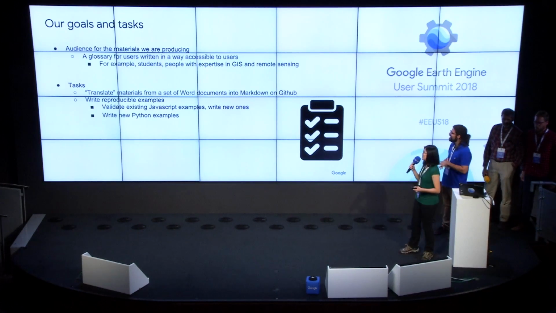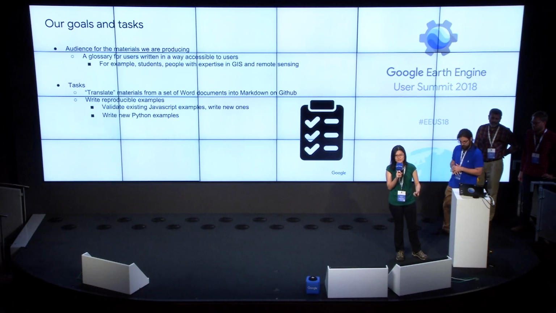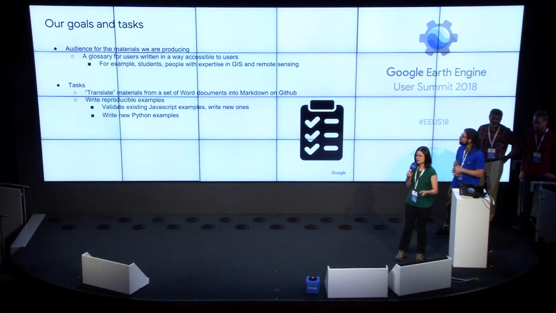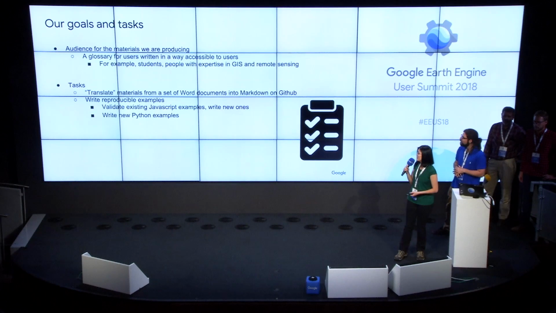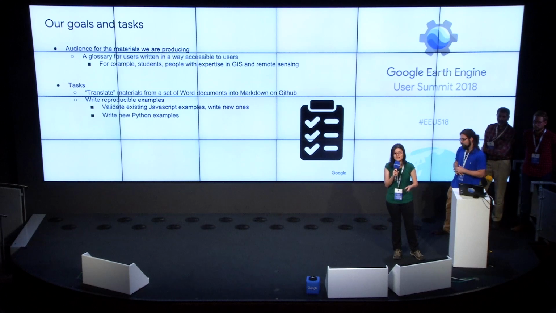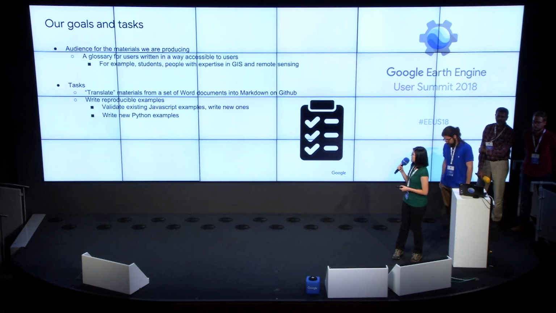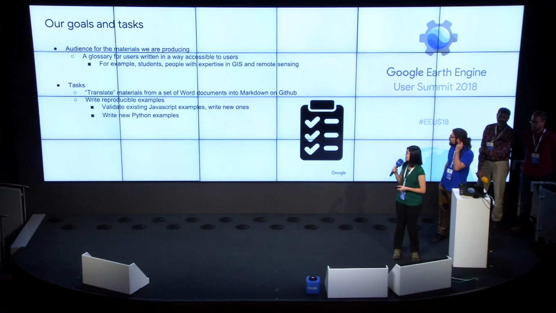So our goals were to take a set of materials that already exist, which were written for an audience that might be familiar with GIS concepts, but maybe new to programming and JavaScript and Python, and bring it from a Word document format onto GitHub, where the examples can be maintained and where new methods, when they're developed, can be added. So we wanted to write reproducible examples, both in JavaScript and Python, and validate existing examples.